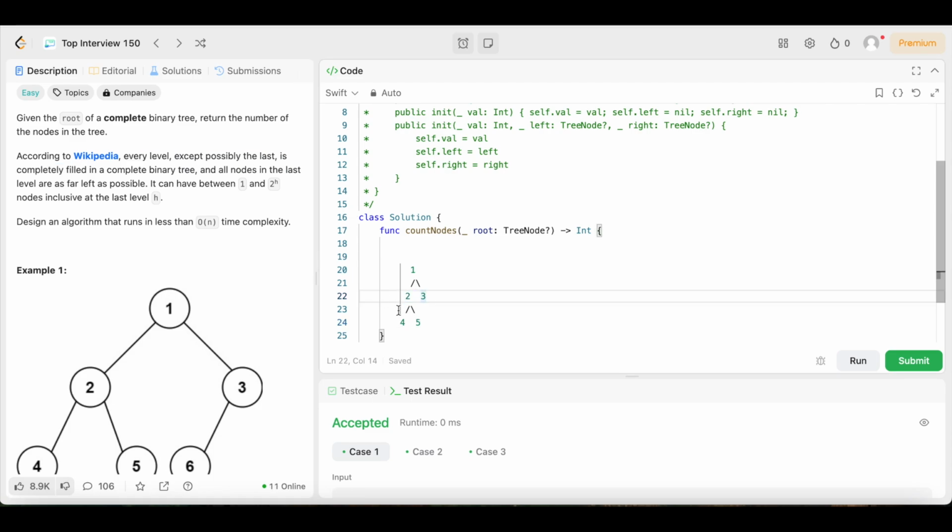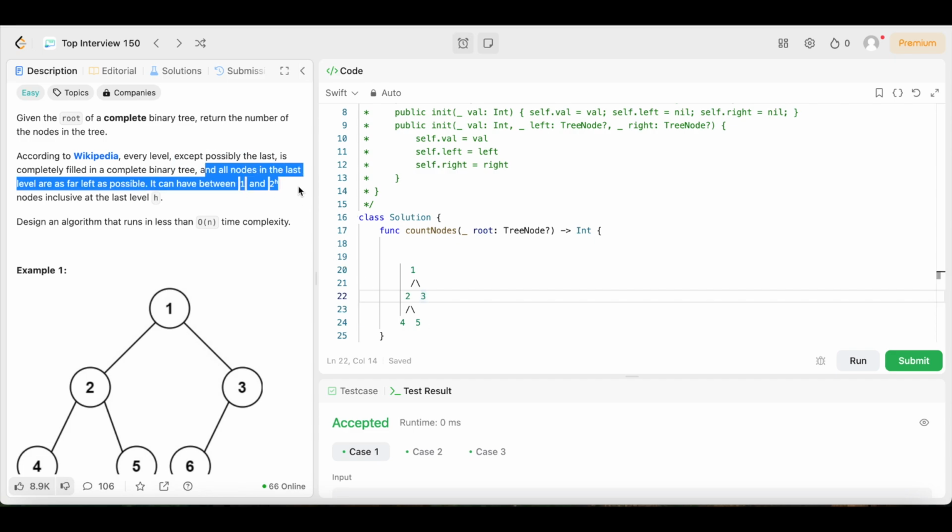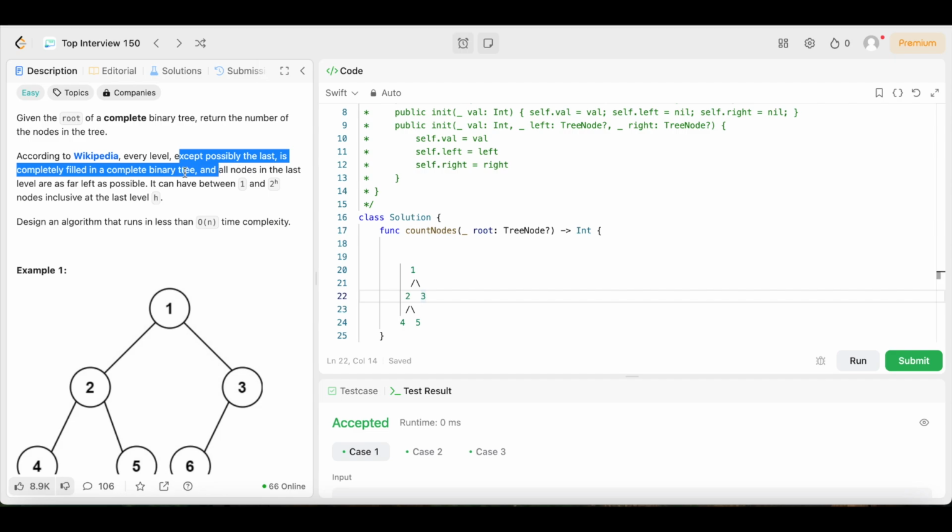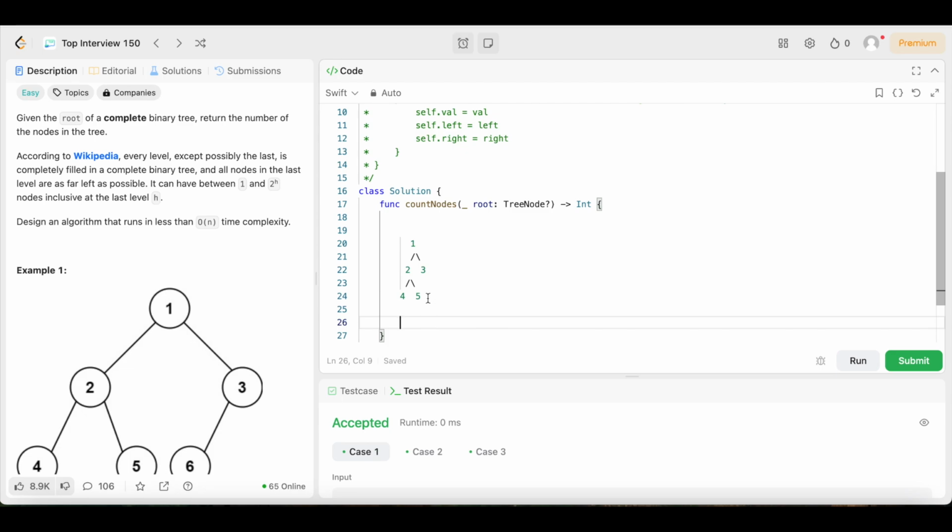Boom. Then we come down here, it says except possibly the last. So the last doesn't have to be filled. That's why it has the 4 and 5, but there are no more child nodes with the 3, because it says all nodes in the last level are as far left as possible. Since the nodes 4 and 5 are as far left as possible, and the last level does not need to be filled, this satisfies both requirements, right? So we can count that as a complete binary tree.